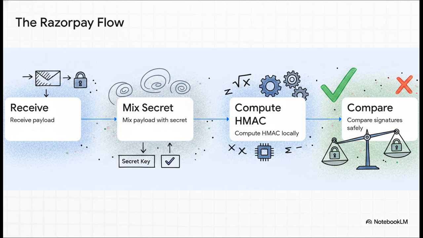So in practice, the whole flow looks like this. First, your server catches the incoming payload body from Razorpay, along with the signature they generated. Then, your server takes that exact payload and securely mixes in your key to compute its own local HMAC SHA-256 signature. Finally, you carefully weigh the signature Razorpay sent against the signature your server just computed. If they match, you're golden.